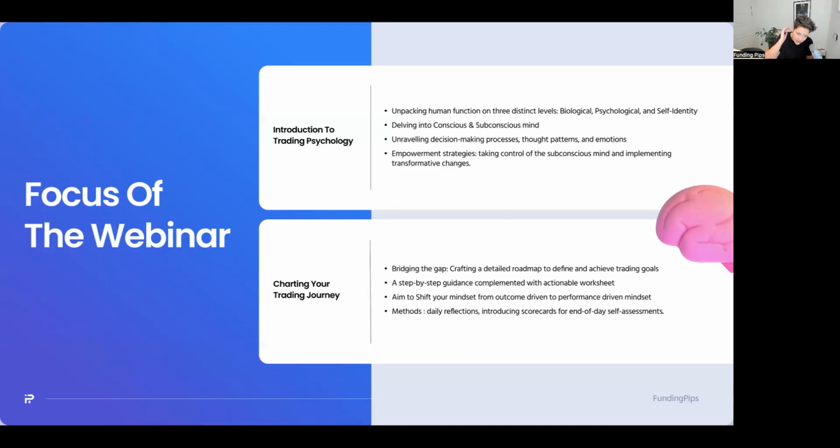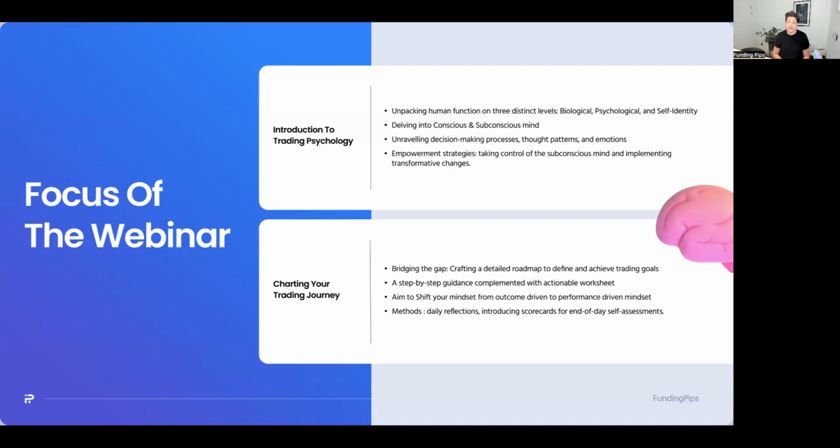Then we are going to go into charting your trading journey and bridging that gap from where you are right now in terms of being a trader and where you want to be, because we all have our goals and successes that we want to achieve, but it is about building that successful roadmap and engaging in a step-by-step process on a daily basis to get us closer to the goal.